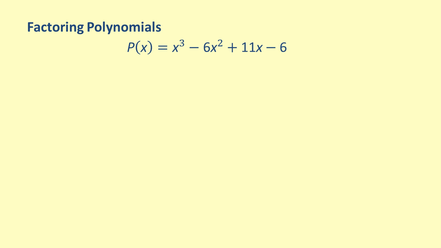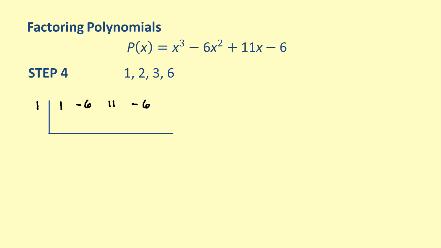Since we now have some values to test, let's move on to step 4. In this step, we will test the values we found in step 3 to determine which of them, if any, are real zeros of p of x. To do this, we'll use synthetic division. To set up the synthetic division, put the value you're testing to the left of the vertical bar, and then write the coefficients of p of x from left to right in the top row. We'll test the value 1 first. So we have 1 on the outside and 1, -6, 11, and -6 on the inside.